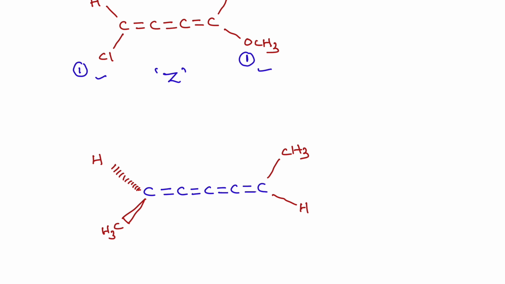But you need to understand here the distance between CH3 and hydrogen, CH3 is the same. Even if you interchange the position of this hydrogen and methyl, they are not geometrical isomers. They are not geometrical isomers because here the distance and here the distance is the same. So this is about geometrical isomerism in cumulenes.